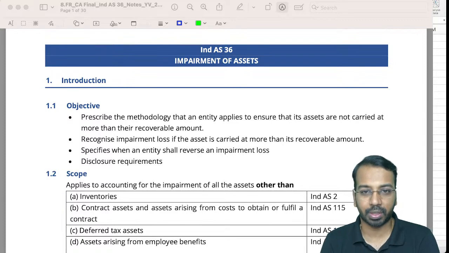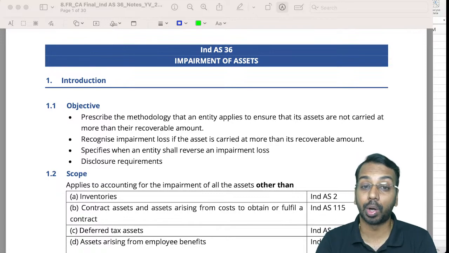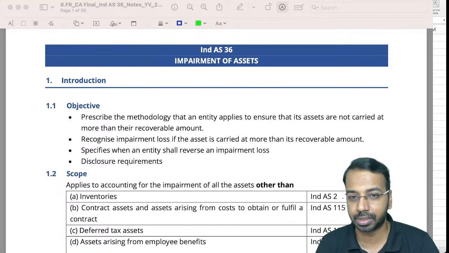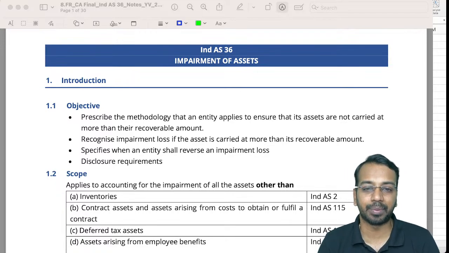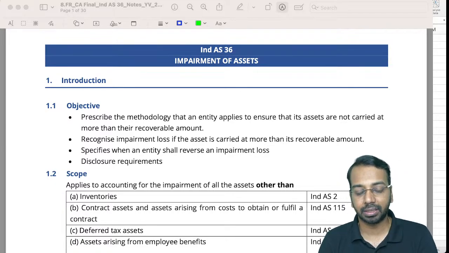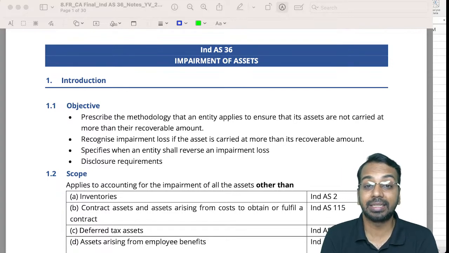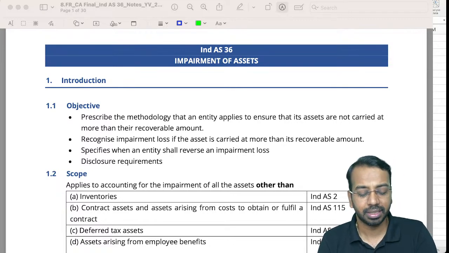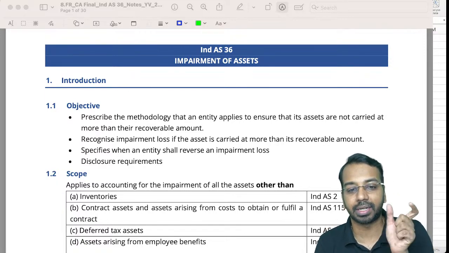Sometimes, due to multiple reasons, for example the car met with an accident, or some part of the car got damaged, or if I'm running a taxi business and because of COVID I'm not able to run the business, or the purpose for which I had purchased the car I'm not able to use. When these things happen, I will not be able to get the future economic benefits that I am expecting. In that case, we may say that this asset has been impaired. Means there is some kind of loss, some kind of damage. And that is what we will understand in this standard.